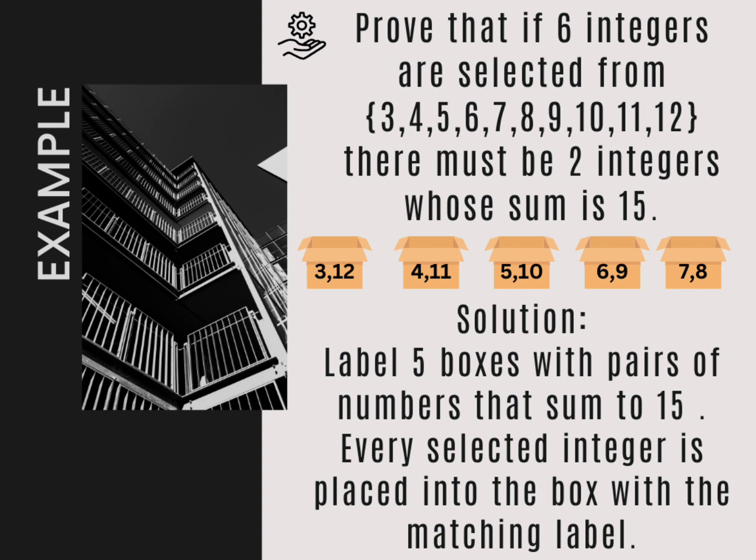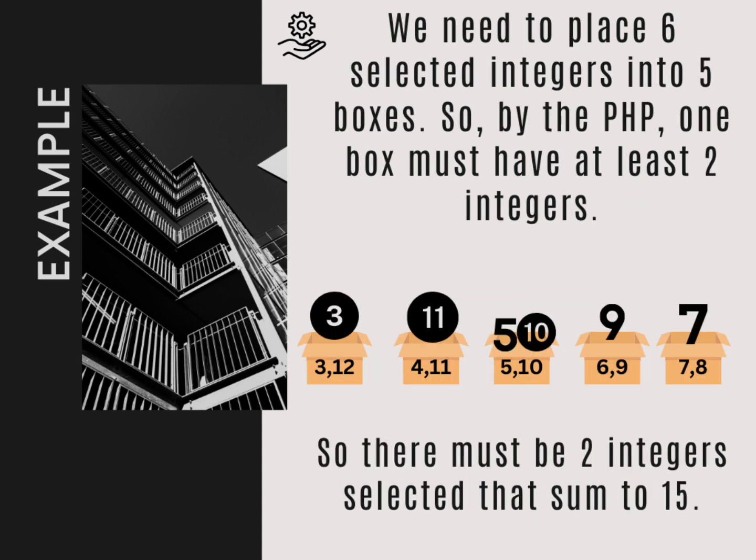Now the next step is that every selected integer is placed into the box with the matching label. So we need to place the 6 selected integers into these boxes. Since we have 5 boxes and we will be selecting 6 integers, by the Pigeonhole principle, 1 box must have at least 2 integers.